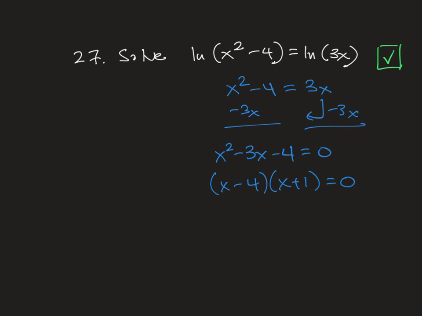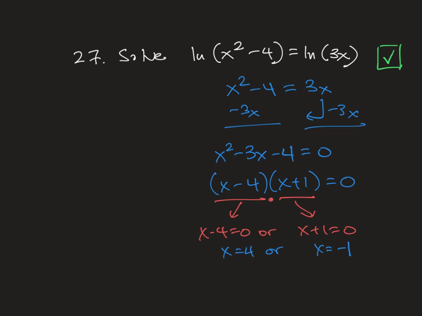Then my zero factor theorem says if this times this equals 0, then either this factor x minus 4 equals 0, or this factor x plus 1 equals 0, which I can solve in my head: either x equals 4 or x equals -1. Are those my solutions? Nope, not yet.